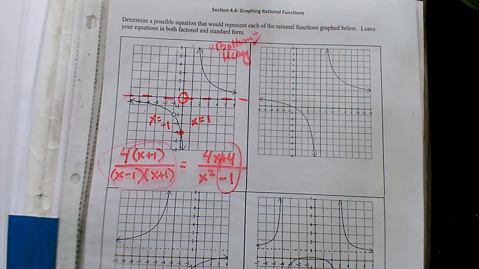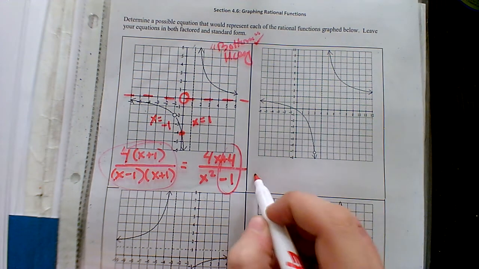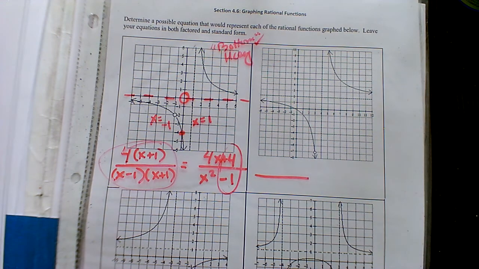Okay, so we're going to pick apart all 5 different properties or characteristics that we've been talking about, and then make sure that those show up appropriately in the function themselves. Okay, so let's try the next one. All right, holes, vertical asymptotes, x-intercepts, y-intercepts, horizontal asymptotes. Where do we want to start? We're going to check all 5.